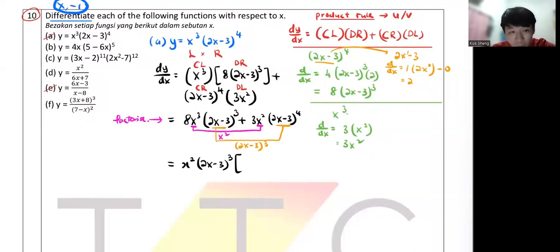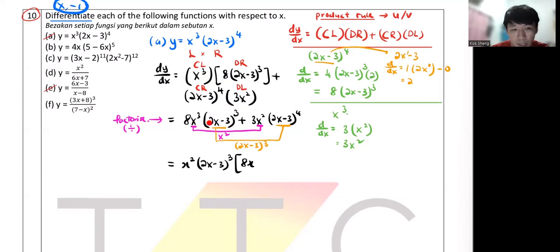And now, from the beginning, the 8x3, right? After we factorize the x squared, we have to write the leftover number or unknown. So 8x3, we factorize x squared. Factorize is just like divide. So 8x3 divided by x2, you left 8x. This is the first one. After you factorize, you left 8x.